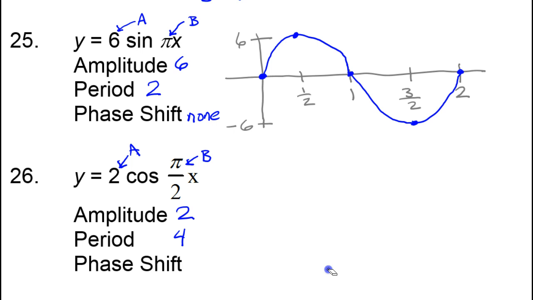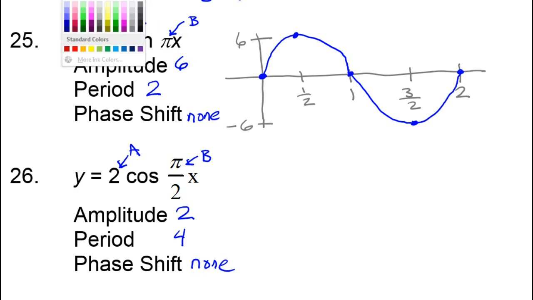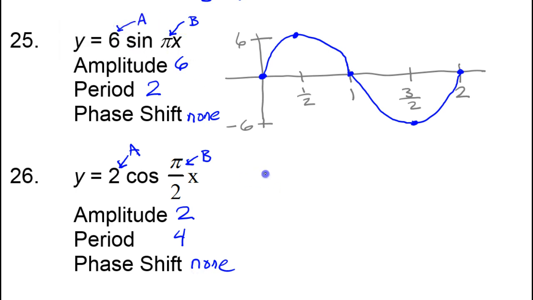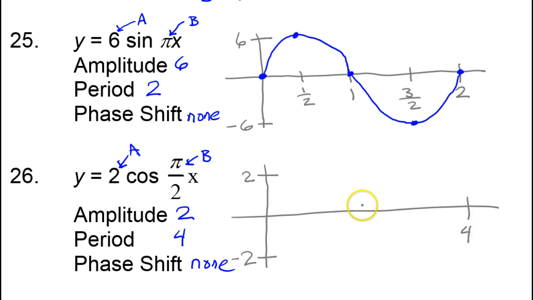There is no phase shift. There's nothing that's being added or subtracted on the end. So for the phase shift, we're just going to say none. Now, this should be enough information for us to sketch the graph. Since the amplitude is 2, I'm going to go up to 2, and I'm going to go down to negative 2. Since the period is 4, I'm going to come all the way over here, and I'm going to put a 4. If I go halfway, that's going to be 2. If I go half of that, it's going to be 1. That means right here must be 3.